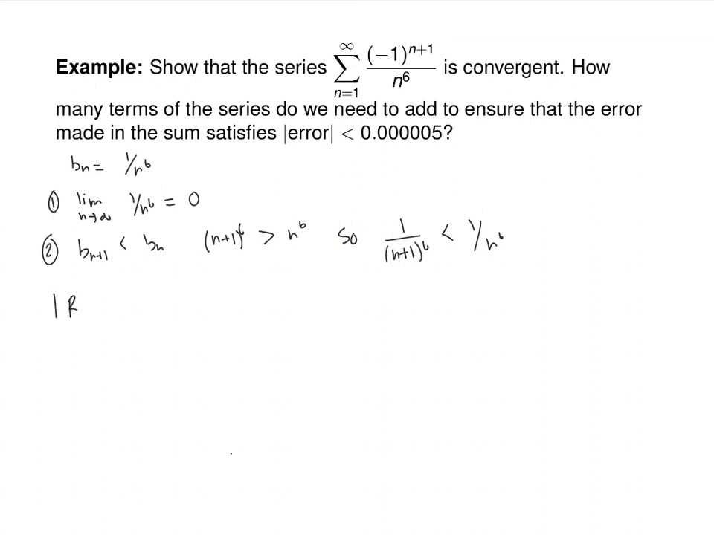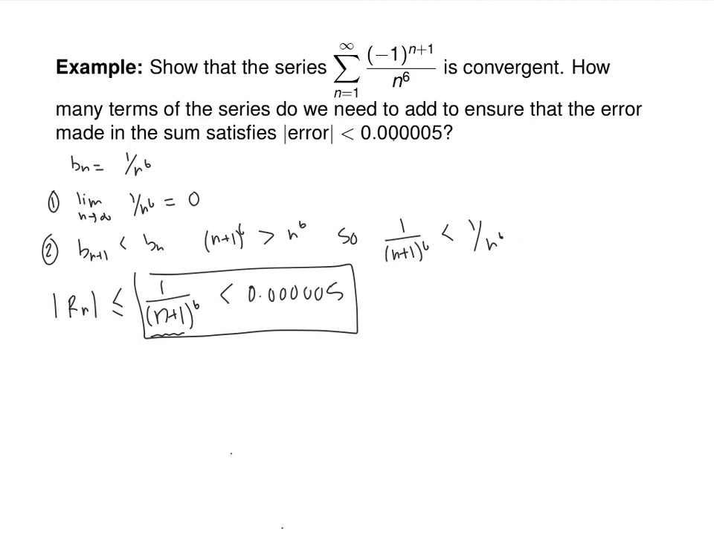And we know that the absolute value of the remainder is less than or equal to 1 over n plus 1 to the 6th. And that's because this is the expression for Bn plus 1. We want that to be less than 0.000123455, and then a 5. I'm solving this inequality. I'm going to multiply the n plus 1 to the 6th over. 1 is less than 0.000123455, and then a 5, times n plus 1 to the 6th.